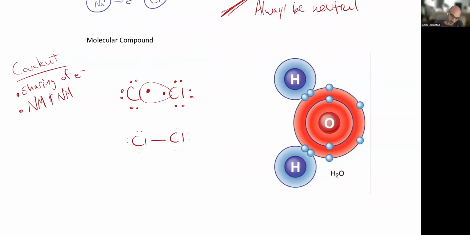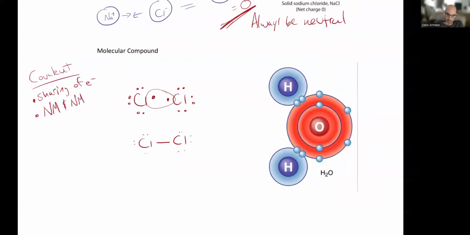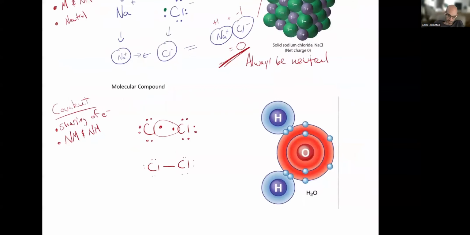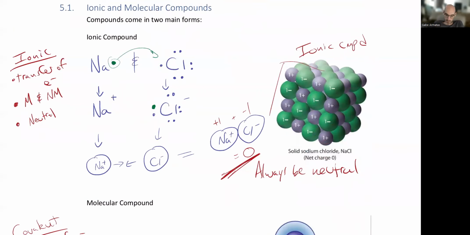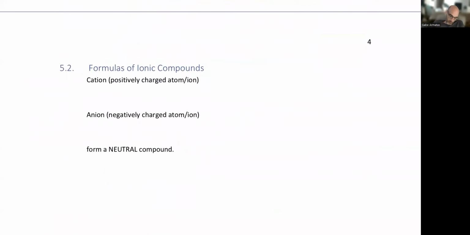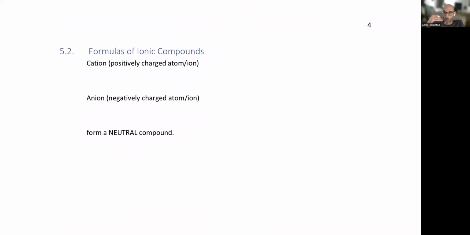Again, a molecular compound is just all nonmetals, and that's ultimately what you're going to get. These should be neutral as well, but there are times where it can be charged, and we'll talk about that. But it's the sharing of electrons. These are shared. That's a bond. There are 2 electrons here, shared between the 2. But we're going to focus on ionic compounds today. Okay, so with that said, we're going to start 5.2. Next, we're going to talk about how we actually form these compounds from the ions that we were able to determine.